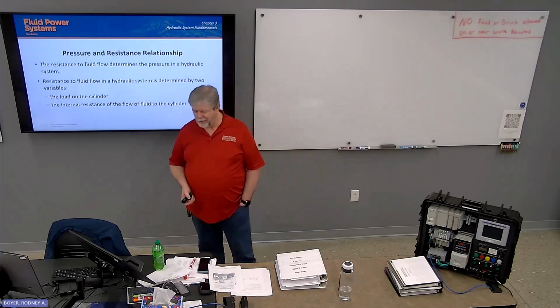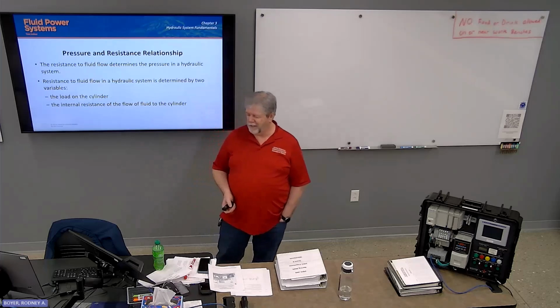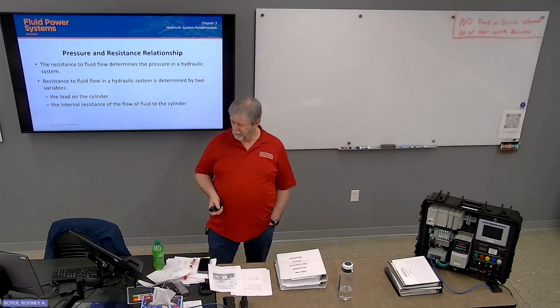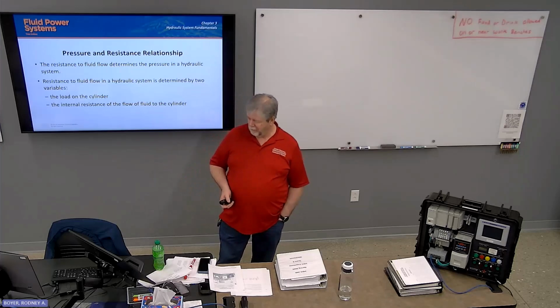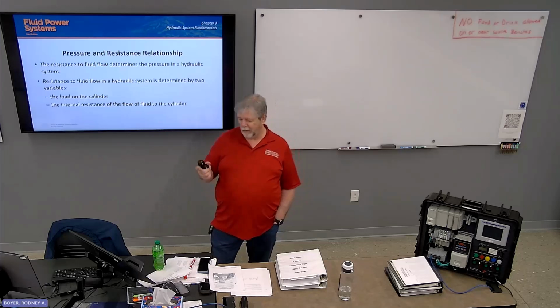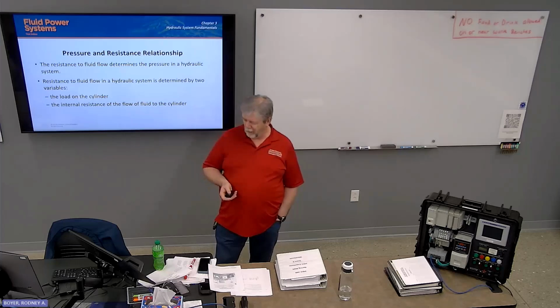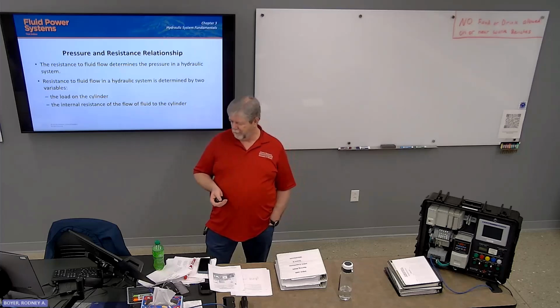Okay, pressure and resistance relationship. The resistance to fluid flow determines the pressure. Pressure is created by resistance to flow. Resistance to fluid flow in a hydraulic system is determined by two variables: load on the cylinder, and internal resistance of the flow into the cylinder or to the cylinder.